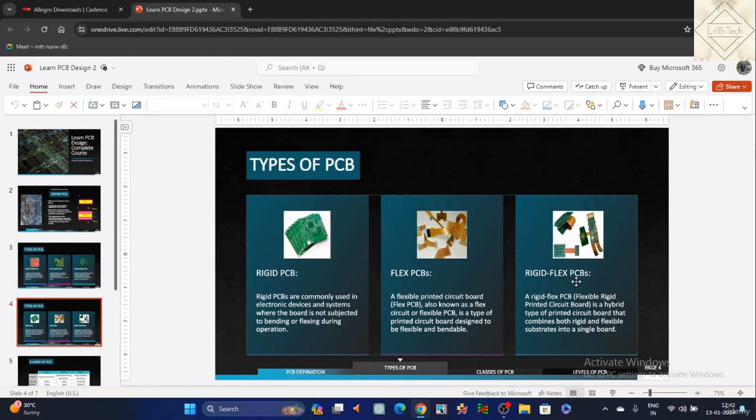Most probably it will also be an interview question for freshers. They will ask you to explain the types of PCB. Make sure that you explain it starting from single-sided, double-sided, and multi-layer. I hope you understood the types of PCB. In the next session, we will discuss the classes of PCB.